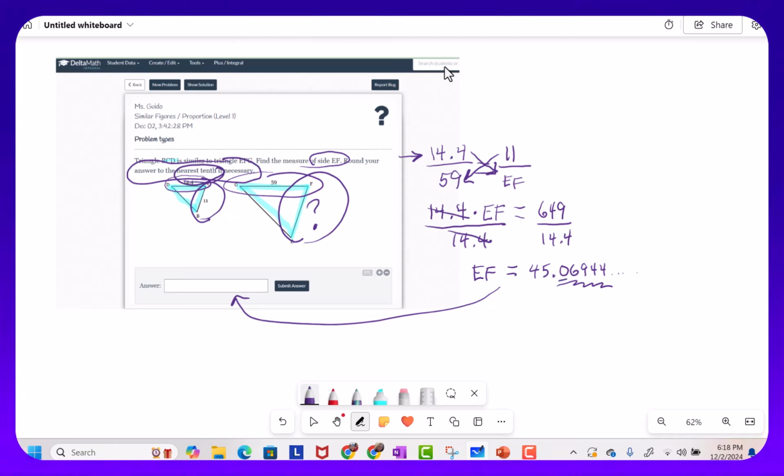So that would be this place right here where the 0 is. The 6 tells us to increase that by 1 since 6 is bigger than 5. And so we get that EF is approximately equal to 45.1. That answer, when you put it into the answer blank, will be marked as correct.